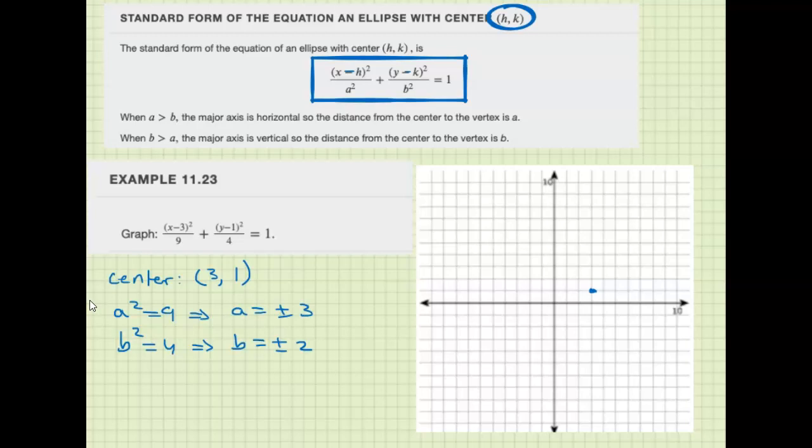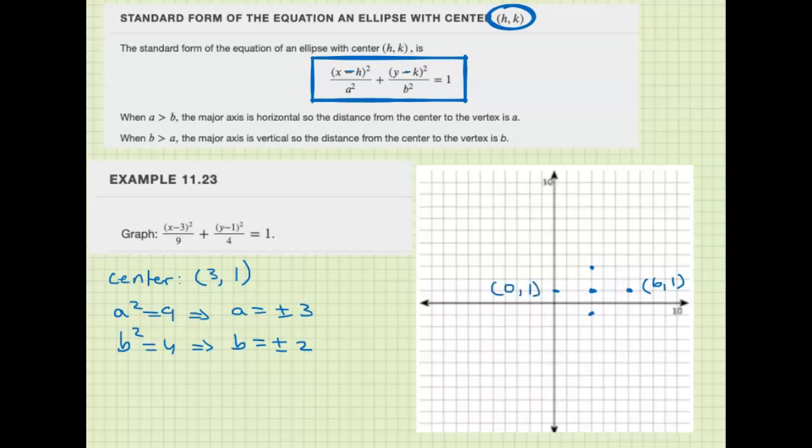Alright, and from here we move 3 units to the right, and 3 units to the left, 2 units up, and 2 units down. Okay? And we can write the coordinates of our vertices. The vertices are the ones at the end of the major axis. Those are sort of more important. You can see that here the x value is 6 and the y value is 1. And here the x value is 0 and the y value is 1.